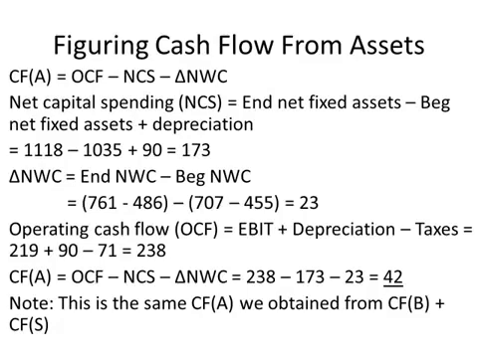And finally, we can bring all of these things together. Cash flow from assets is equal to operating cash flow minus net capital spending minus the change in net working capital. We said that OCF was 238, net capital spending was 173, and the change in net working capital was 23. When we do that math, we come out with 42. Now this is exactly the same cash flow from assets that we obtained when we took cash flow to creditors and added cash flow to shareholders. That's not a coincidence. That's the way it has to be if your financial statements have been done correctly.